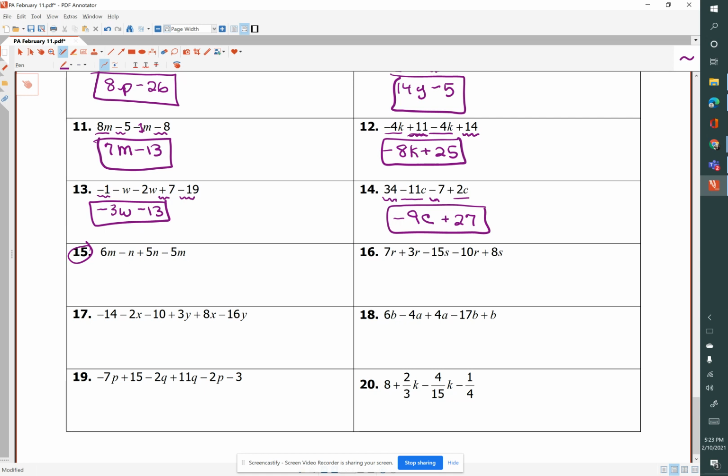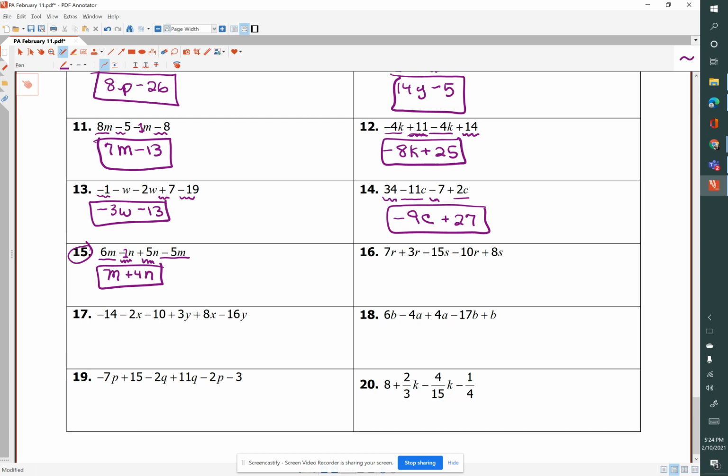Number 15, all of the terms are variable terms. We have 2 different variables. We have m and we have n. We have 6m minus n, and there's an invisible 1, plus 5n minus 5m. So 6m minus 5m is 1m, and that will become an invisible 1. So it's m. So we took care of those. And we have negative 1n plus 5n, and that would be 4n. And that's our final answer, m plus 4n.